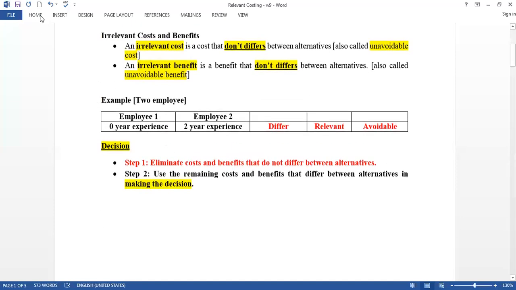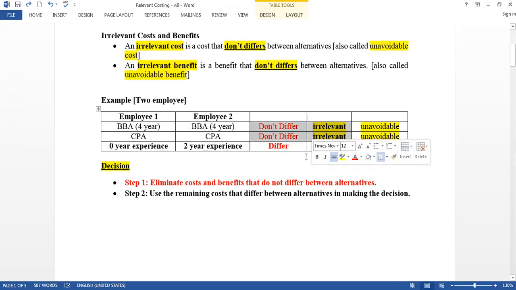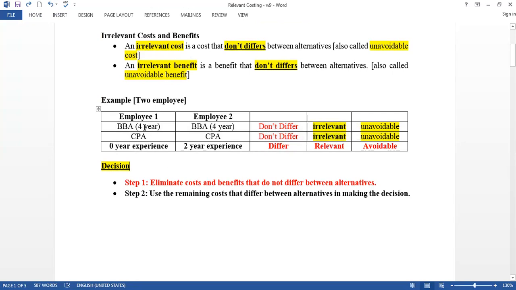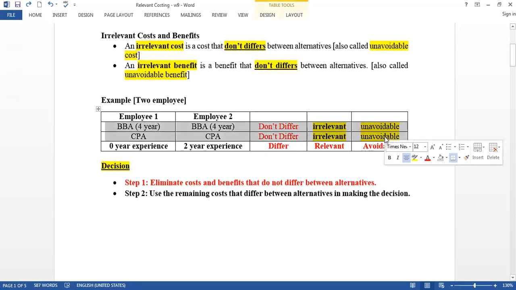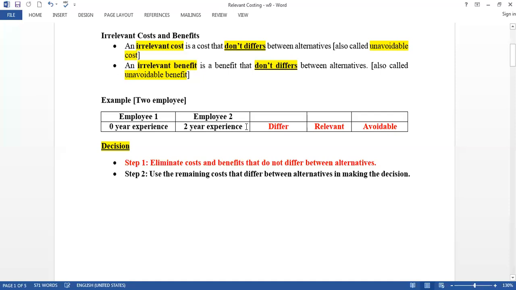I repeat again, you can see here how to make a decision. We are going to eliminate costs and benefits that do not have any difference. I already told you that you and me, if we do not have any difference, no one can select us. So I delete them. Now we have one item. There is a difference. What is the difference?